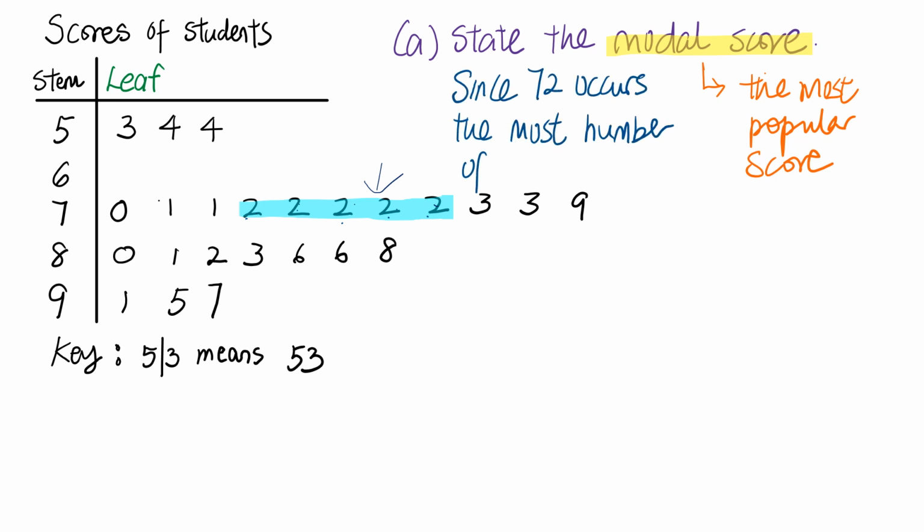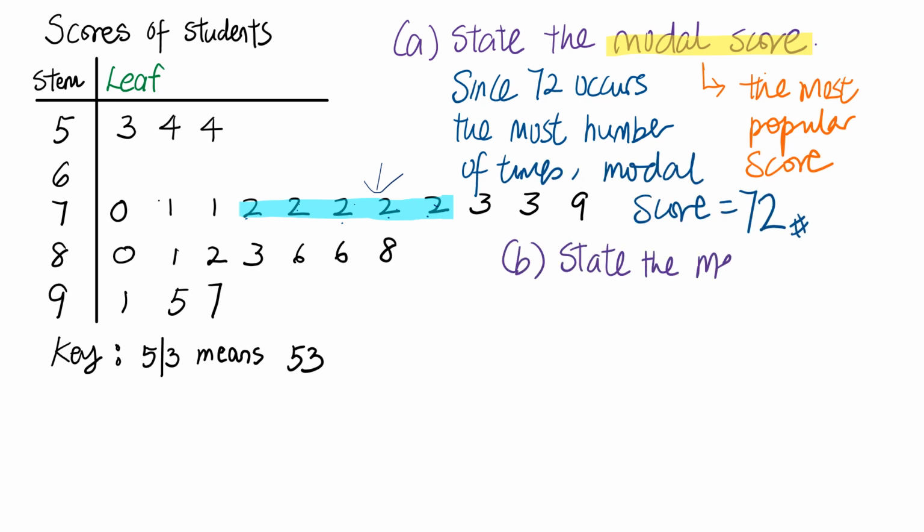Okay, it's called the most popular score. And then part B, state the median score. Okay, this one is a bit tricky. The median score refers to the score scored by the two middle positions.